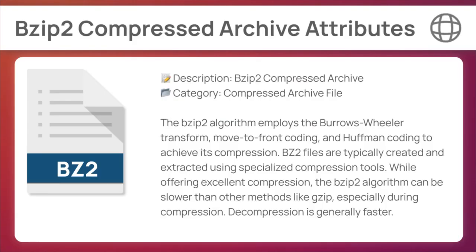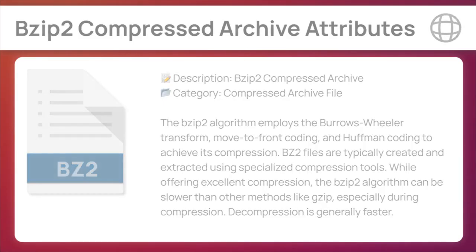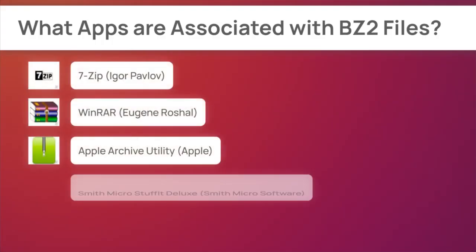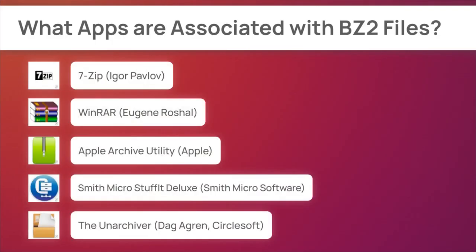BZ2 files are typically created and extracted using specialized compression tools. While offering excellent compression, the Bzip2 algorithm can be slower than other methods like zip, especially during compression. Decompression is generally faster. This BZ2 file is designed specifically for the developer tool 7-Zip by Igor Pavlov.